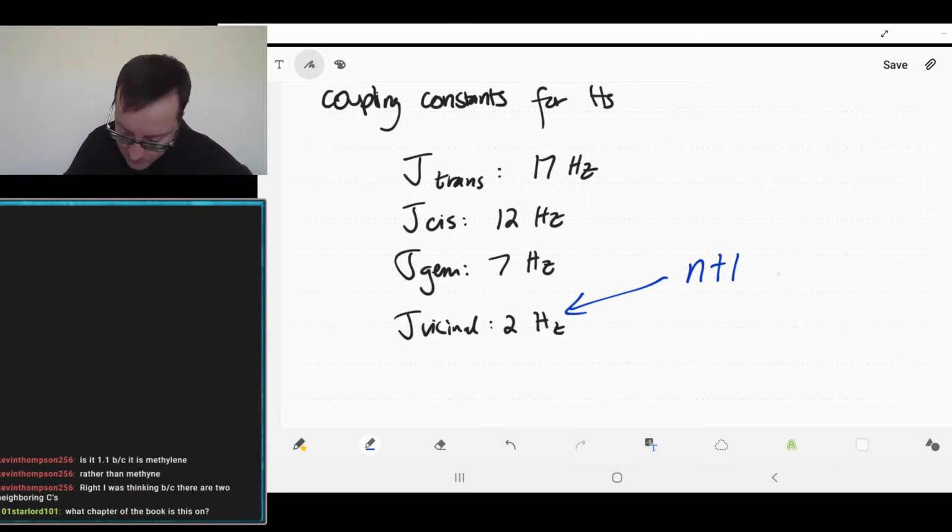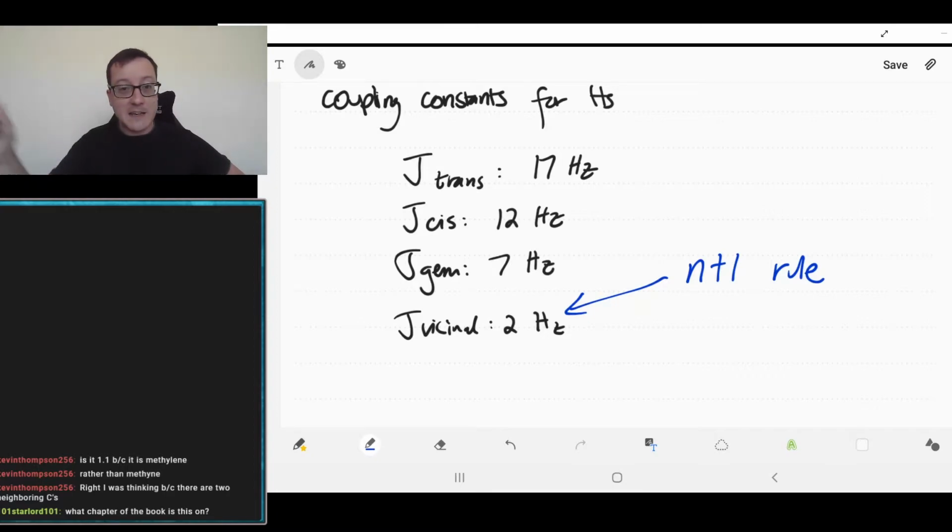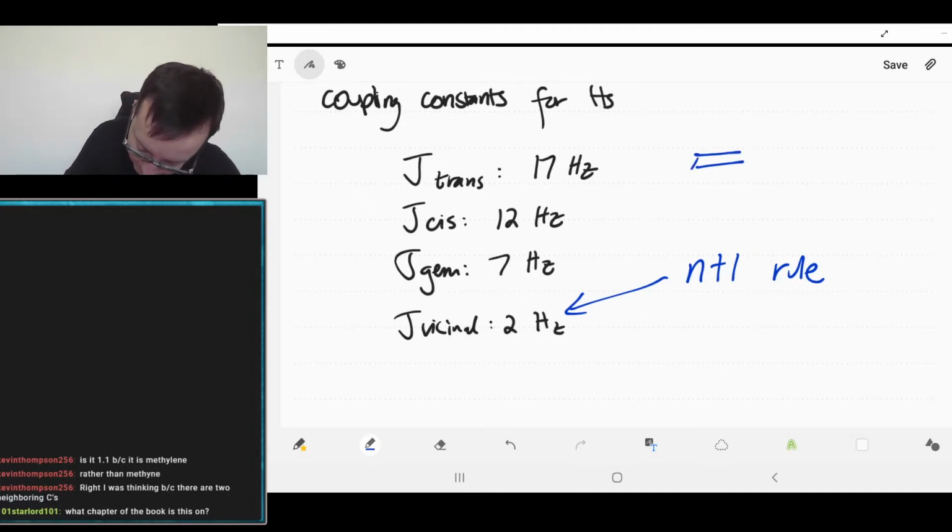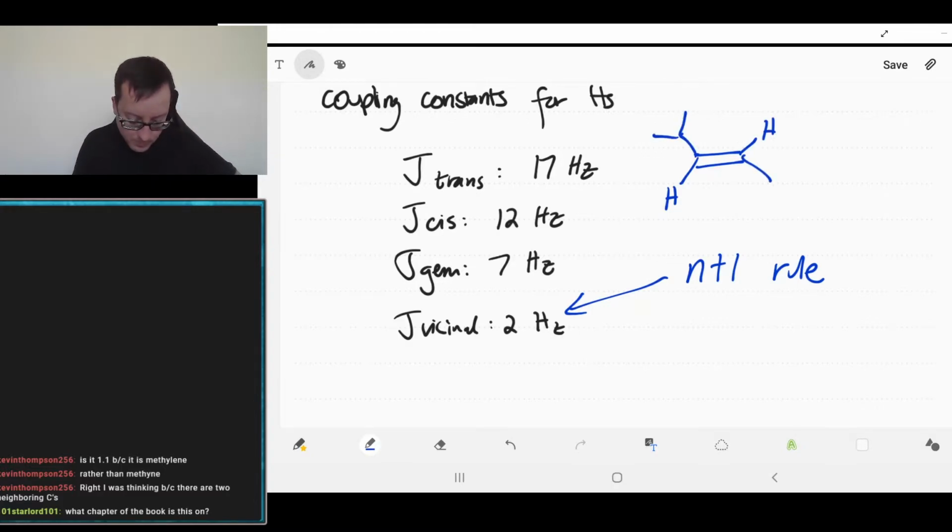This gives us our n+1 rule. We split each peak by 2 hertz. That's not terribly important. I don't really need you to memorize this number at all. But they are pretty straightforward. They all just subtract by 5 to get each one. When we're looking at other things, though, this would be a trans relationship. When we're looking at hydrogens on double bonded carbons that are trans to each other, those will split each other quite a bit more.